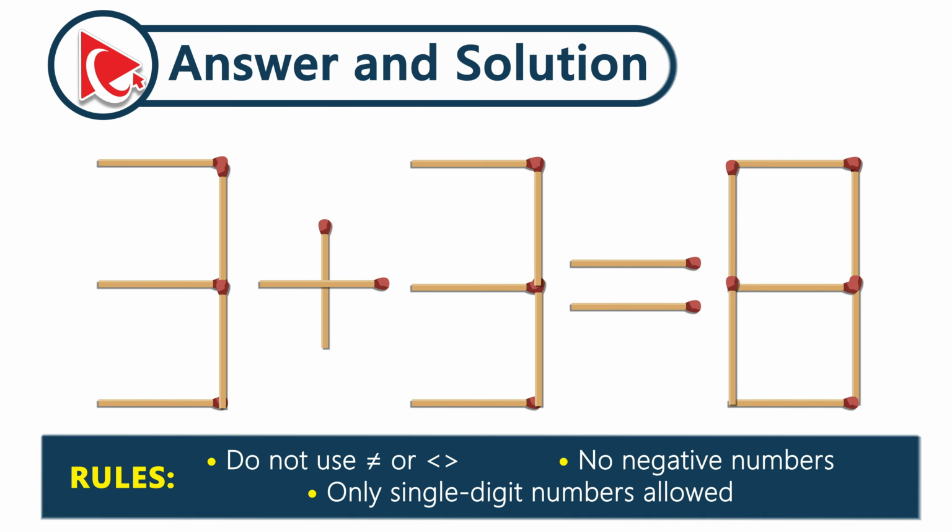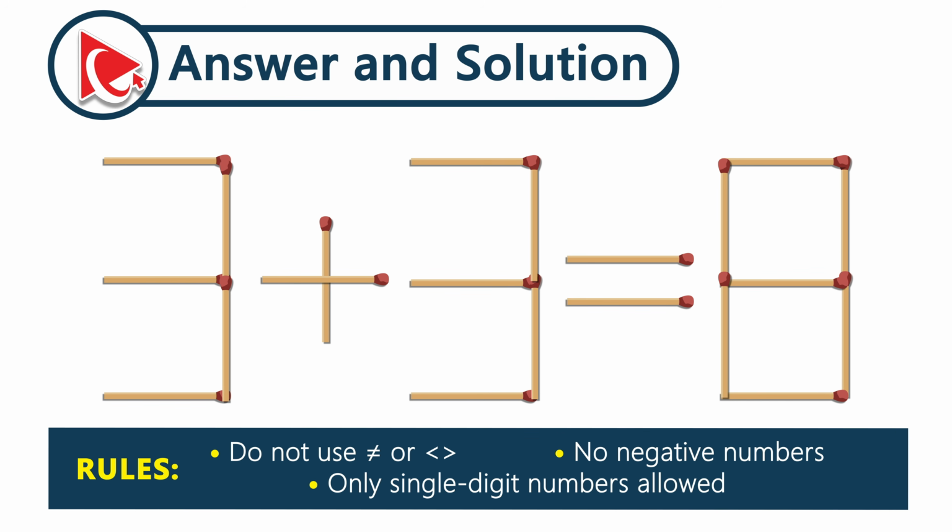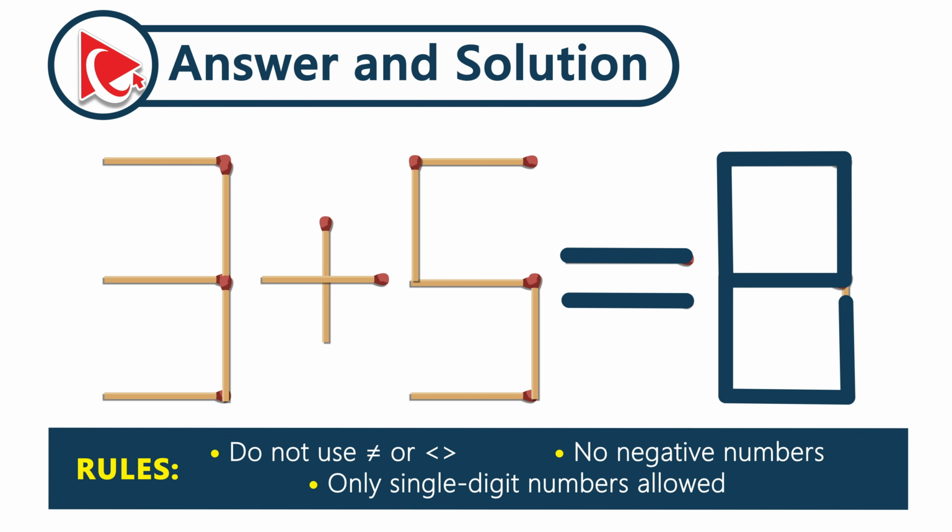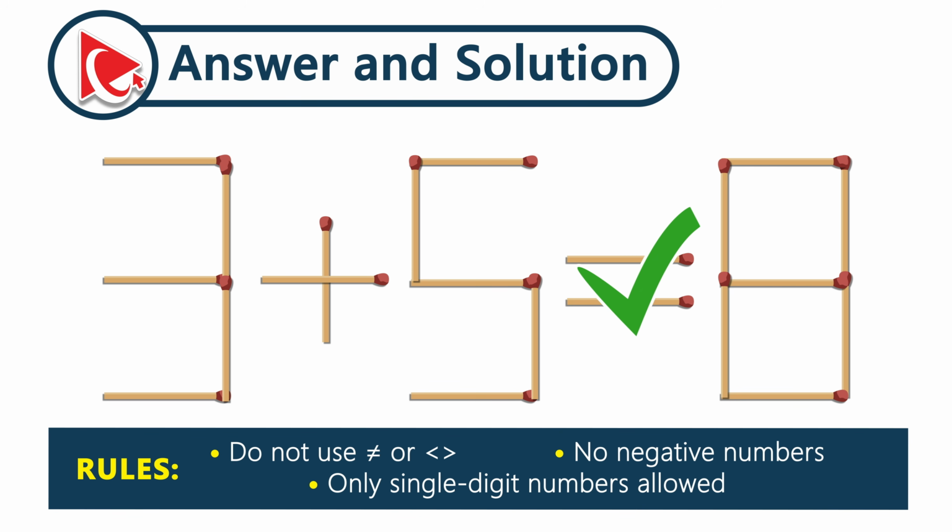Did you figure it out? All you need to do is convert 3 into 5. Just take one matchstick on the right side of the 3 and move it to the left. And your expression is 3 plus 5 equals 8, which is mathematically correct.